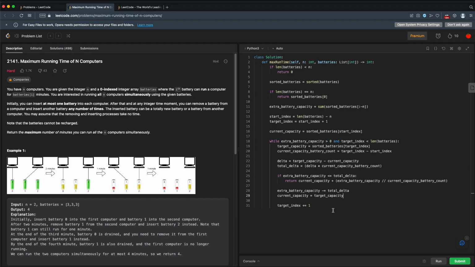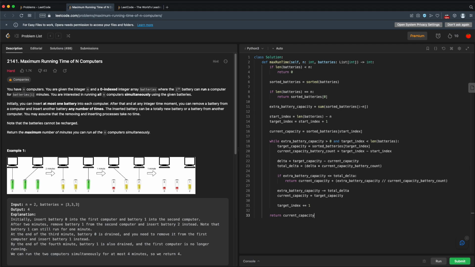All right, so now we're slowly raising up all of our batteries to be the next target value. Now, if we make it through all of this and we get to the end, then we can return, let's see, what do we return? Well, we have our current capacity. So we've raised up all of our batteries as much as possible. We're at some current capacity.